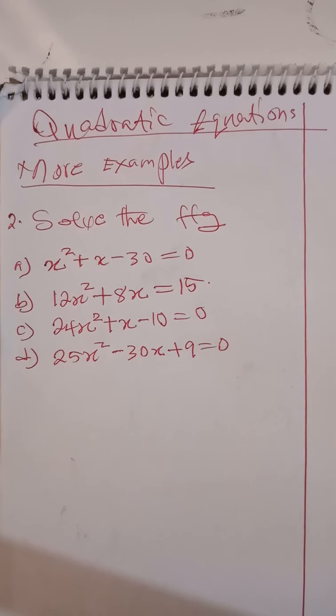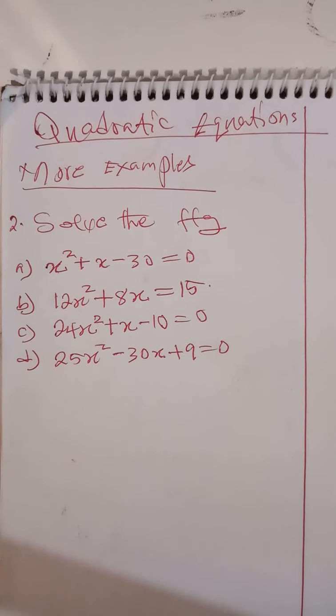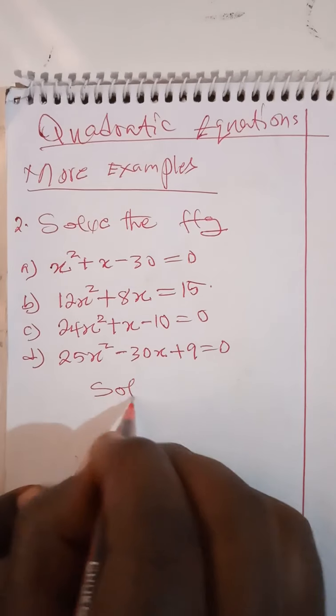Welcome back. Now let's solve these questions quickly. Solve the following: x squared plus x minus 30 is equal to 0. Let me start with that. Solution.